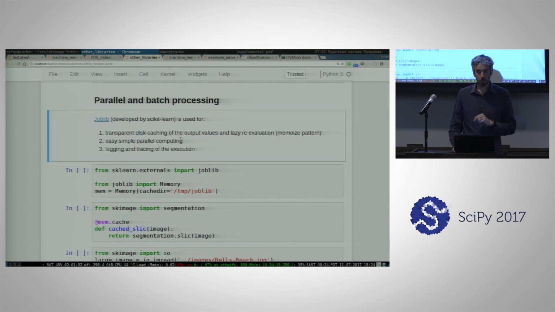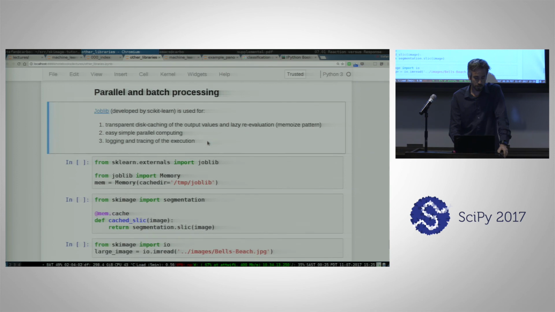Here I just want to show you joblib quickly. Joblib is included in scikit-learn and used for 3 purposes: to cache output of operations, so you don't have to run functions more than once. If you've run it with a specific set of parameters and you re-execute it with the same parameters, it will read the cached output from disk. And this includes NumPy arrays, which is quite handy. It does parallel computation as well to some extent, so you can do batch processing easily, and it helps you to log and trace your execution.